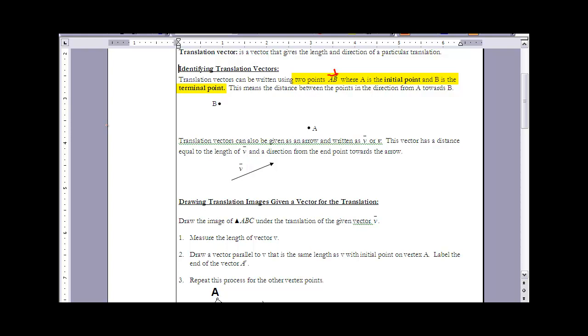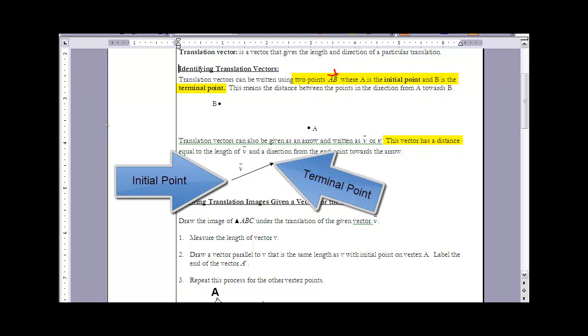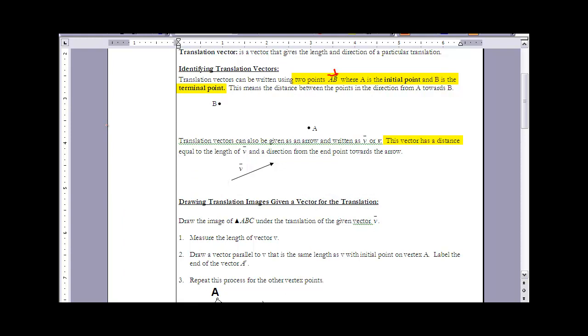Another way we can write translation vectors is like V with that same harpoon arrow over the top, or even just an italic bold V to indicate a vector. This vector also has a distance that's the length of the vector, so we can measure from the very tip on this side to the very tip on this side. This would be my initial point and this would be my terminal point. The direction is just given by the direction of the arrow. So those are two different ways we can represent vectors. We're going to look at a third way a little later, on a coordinate graph.